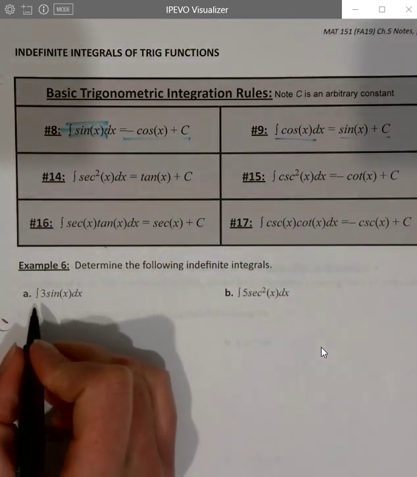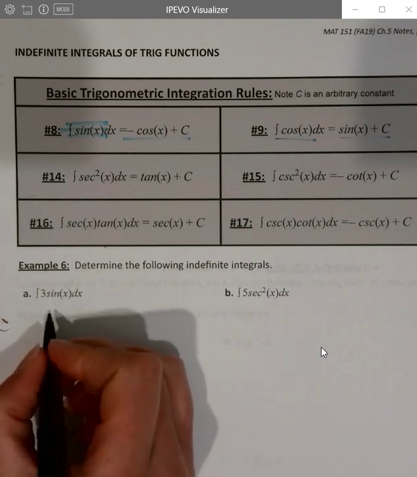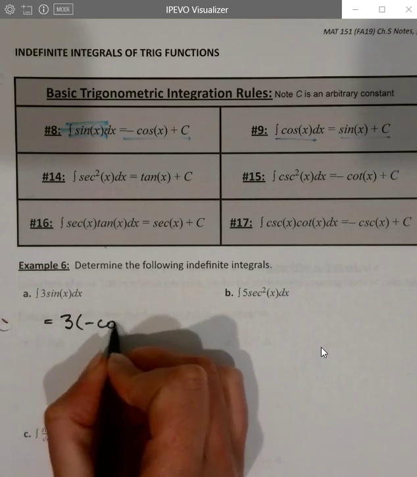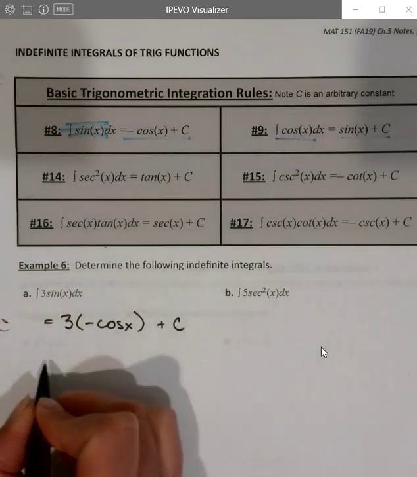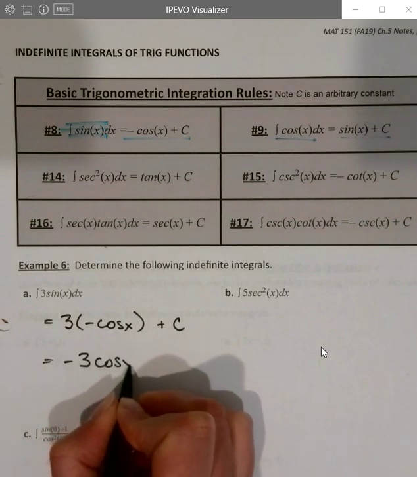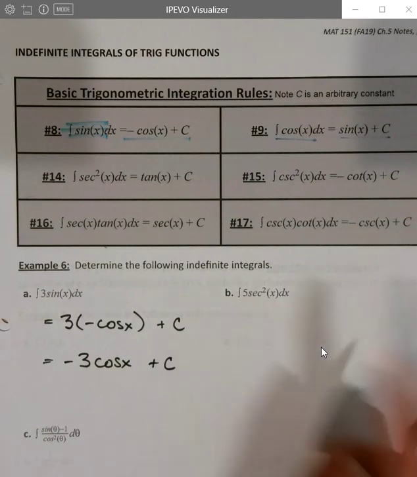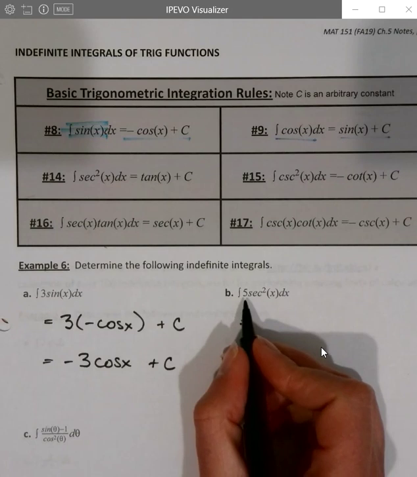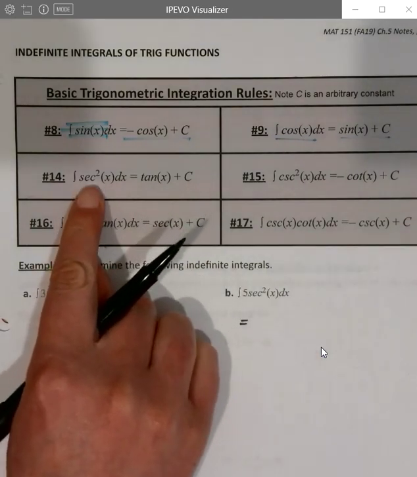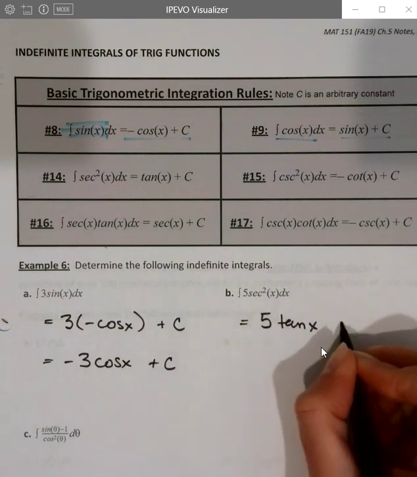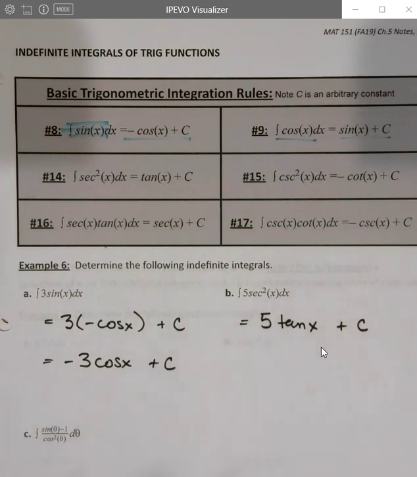In part A, we have a constant multiple, 3 times sine of x, and so that's going to integrate into 3 times the integral, or antiderivative, of sine of x, which is negative cosine of x, plus c. And so that simplifies just to negative 3 cosine of x plus c. I know that 5 is a constant multiple, so the antiderivative or integral of 5 secant squared of x will be 5 times tangent of x plus c. We're not concerned with where we put the 5. It does not need to be in parentheses around the c because that c is arbitrary. So 5 tangent of x plus c.